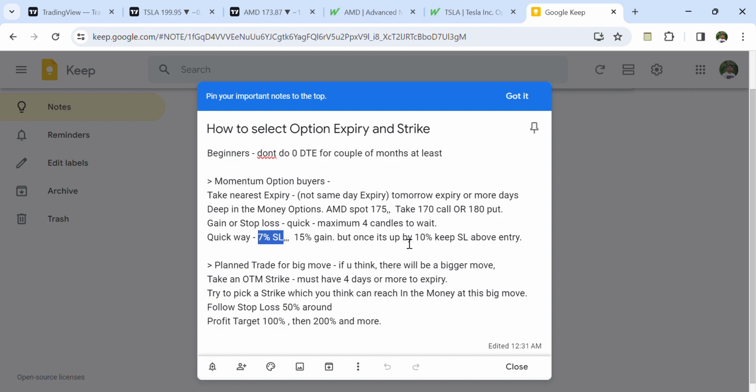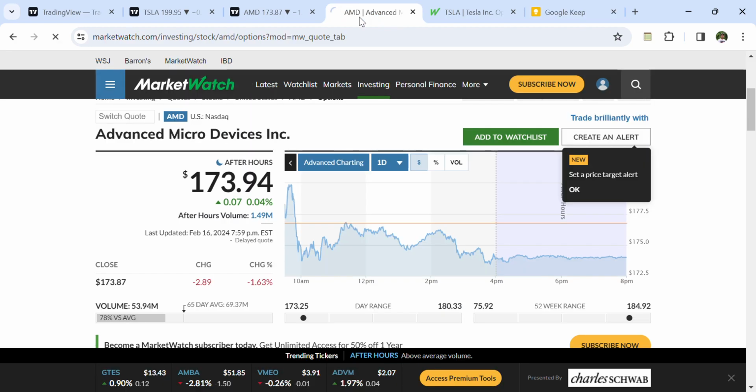And there is one more clause here. Whenever the option moves 10% green in your direction, you see 10% profit, definitely put a stop loss above your entry price, whatever be the put. Okay, so now let's check the AMD puts.